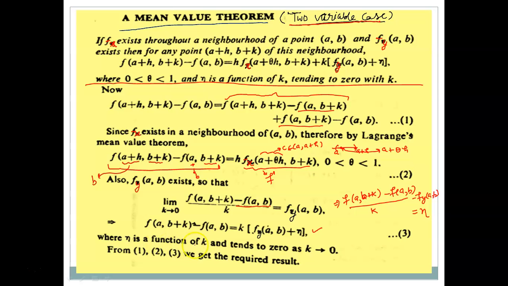So here eta is a function of k, and it tends to 0 as k tends to 0, because when k tends to 0, that becomes 0, and we get the situation like this in this equation. So this equation can also be written like this. Now you substitute the value of this quantity and the value of this quantity here in equation number 1. We get the desired result. This is the statement of the mean value theorem for a function of two variables.